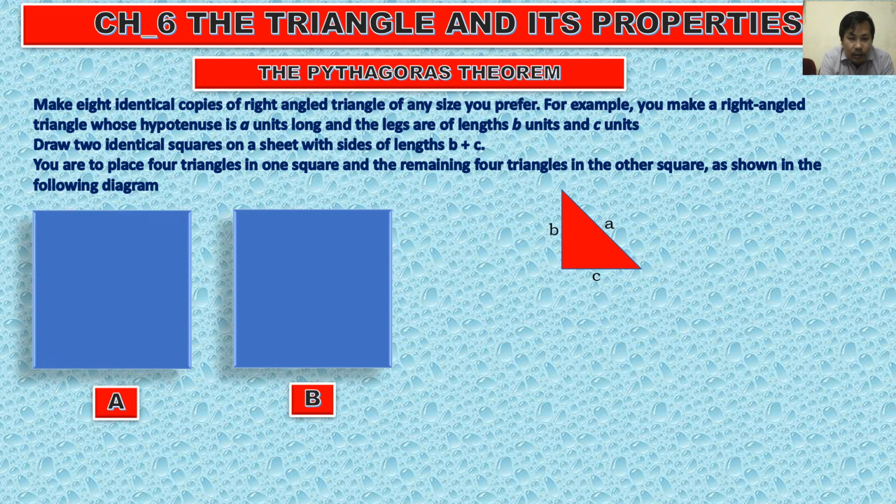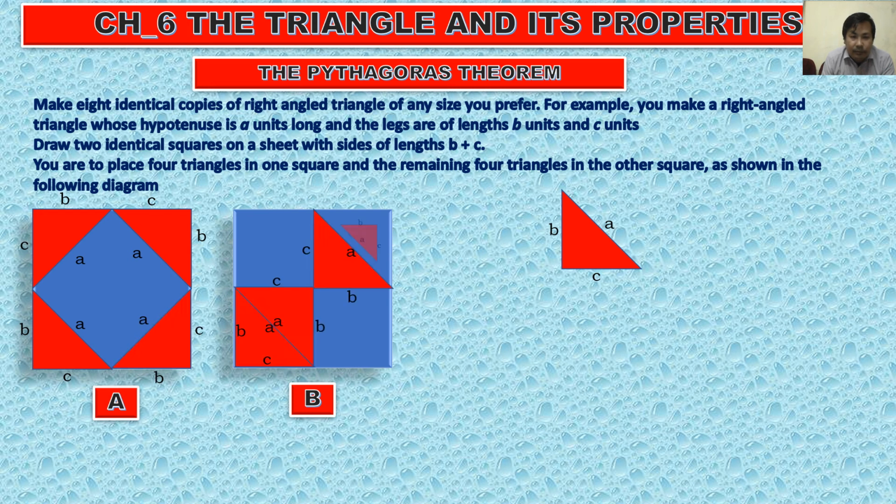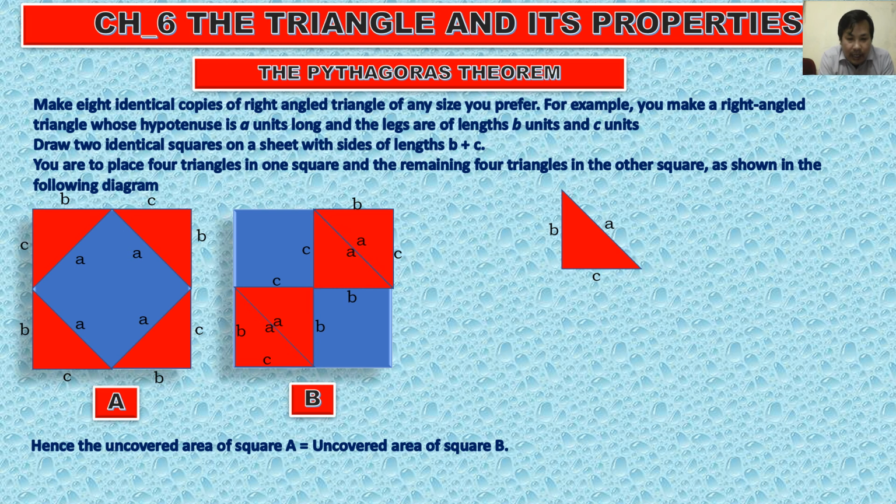See, these two squares are the same square only, they are identical. They have the same area. So the area of the square A is equal to the area of the square B now. Okay, that is what is meant here. Once again, we can see here how this is. Yes, now hence the uncovered area of the square A, the area of the square A is equal to the area of the square B, isn't it?